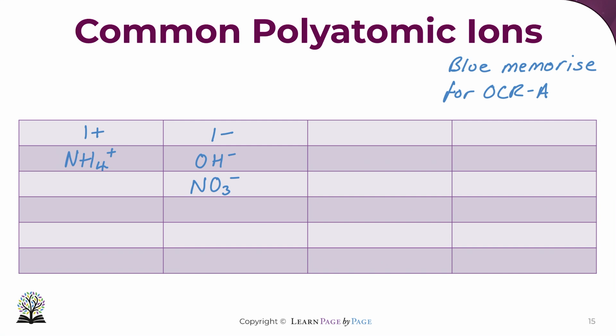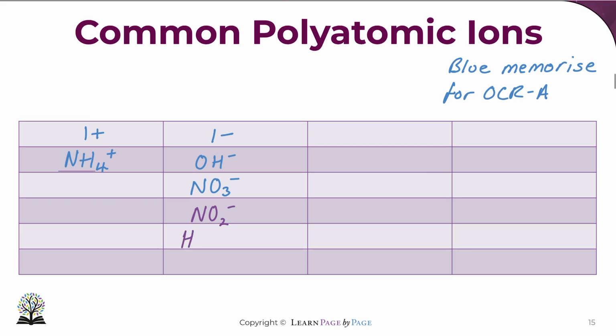We've got the nitrite ion, NO2-. Hydrogencarbonate, also known as bicarbonate, which is HCO3-, and then permanganate, which is MnO4-. Our 2- ions, the core A-level ones, carbonate and sulfate.